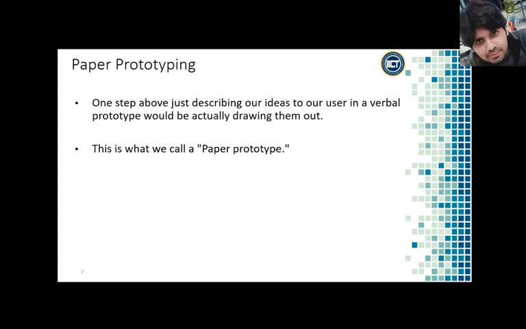Now another representation is paper prototyping. One step above just describing our ideas to a user in a verbal prototype would be actually drawing them out. This is what we call a paper prototype. We could do this for anything from designing an on-screen interface to designing the placement of controls in a vehicle.